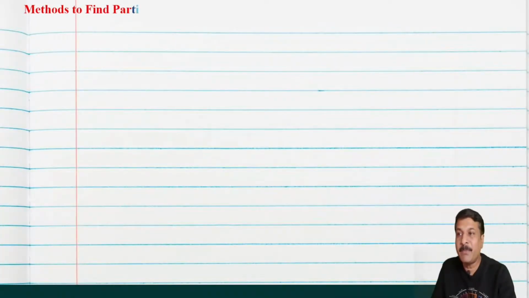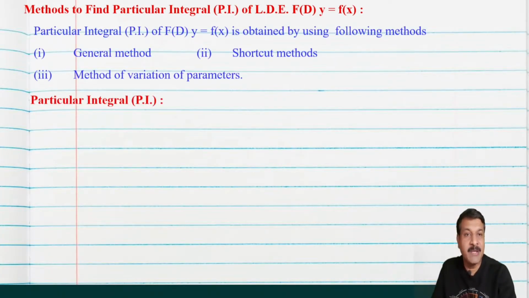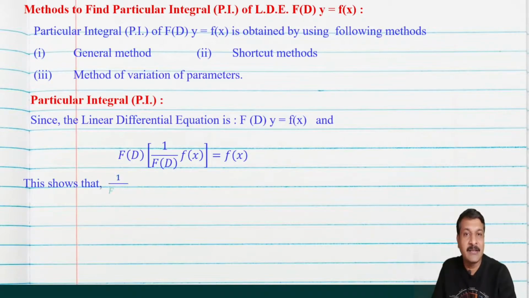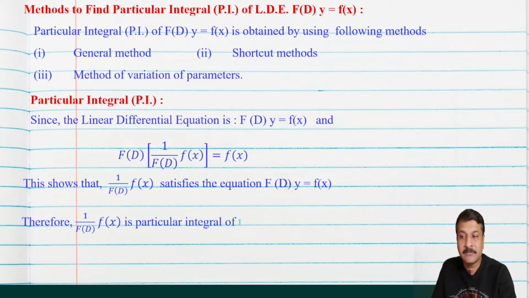And to find a particular integral, there are three methods. First is the general method, second is the shortcut method, and third is the method of variation of parameters. So today we are going to see the general method, means how to find the particular integral by using the general method. Note that here, the particular integral yp equal to 1 upon f of D operating on f of x.